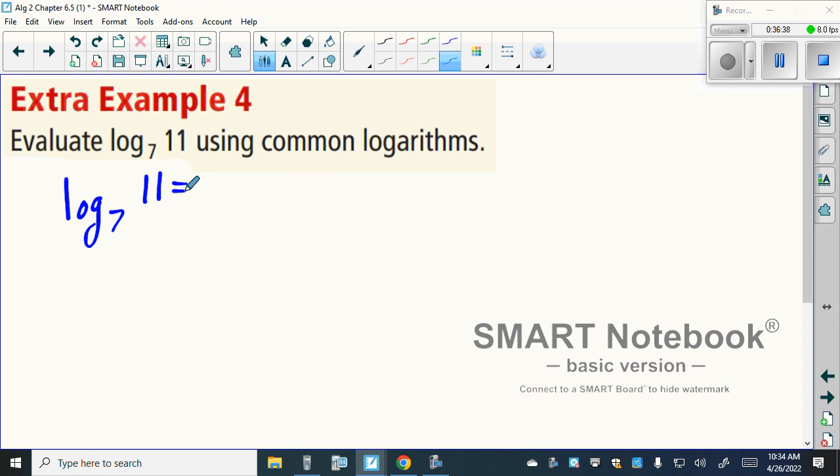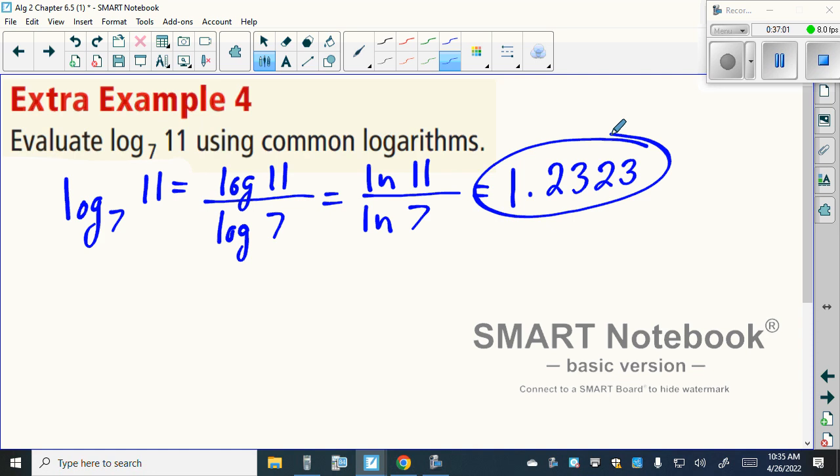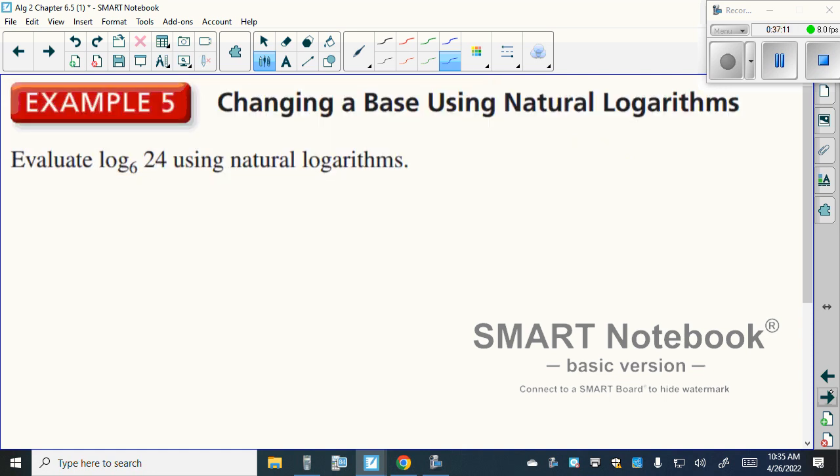How would I rewrite this one? Yes, log of 11 over log of 7, or we could say ln of 11 over ln of 7. And if we type that in, we get 3.23. That's it. Questions over any of this here? I don't think we need to see another one of these, do we?